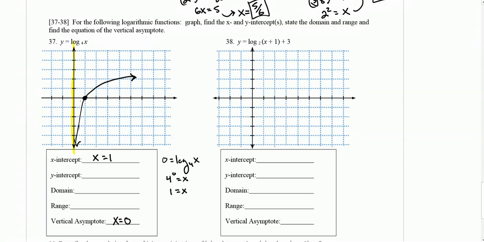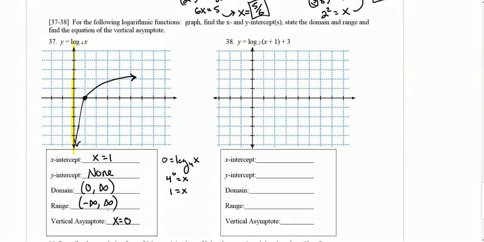We can notice in our graph it's never going to touch the y-axis, so it's not going to have a y-intercept. The domain, just reading the graph, is from 0 to infinity. Use parentheses only. And the range is from negative infinity to infinity.